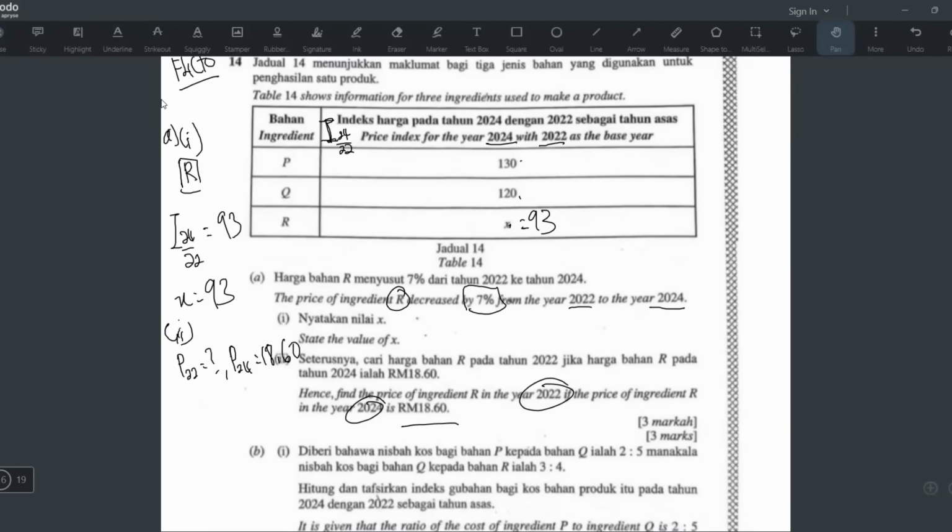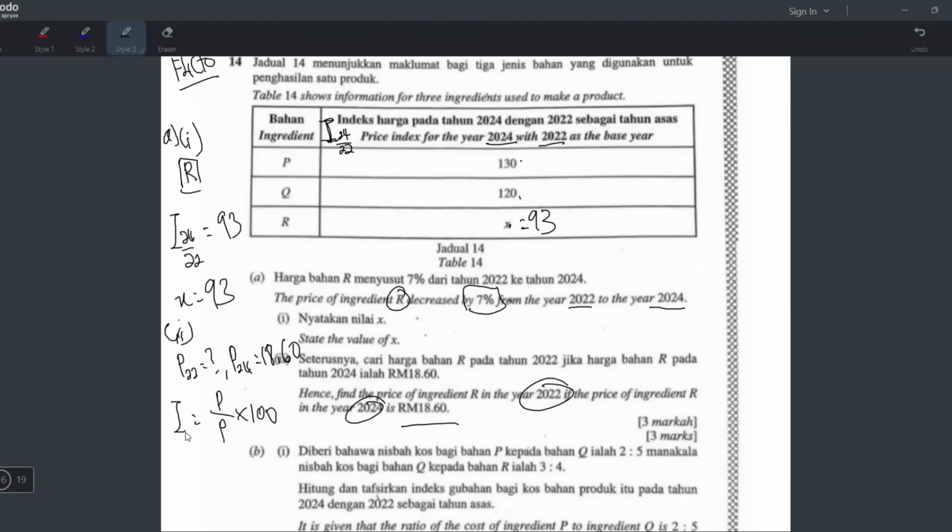Okay. So when you're finding price, you have to use the formula lah. I equals P over P times 100. Okay, I recommend you write the year for the P first. So must be 24 on top, 22 at the bottom. Okay, so the I is automatically 24 over 22. But it has to be for R, because the question says for R. So it will be 93 here lah. And then 24 will be 18.6 lah. And then 22 is what I want to find lah. And then times 100 lah.